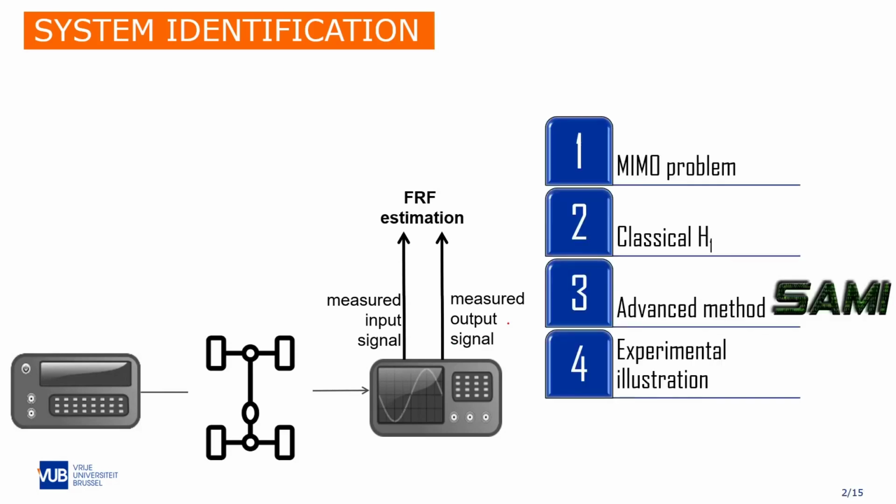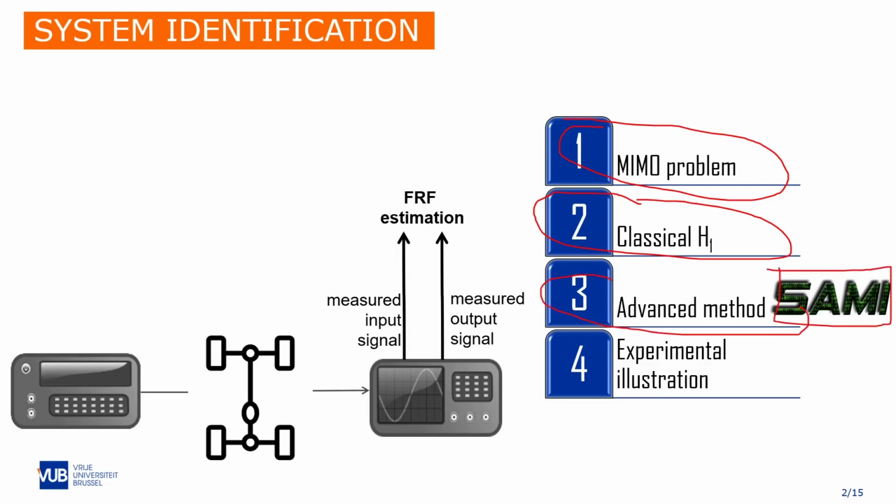This work and the presentation can be split into 4 parts. First, we will discuss the MIMO system identification problem. MIMO stands for multiple input, multiple output. Then we will discuss the classical H1 estimation framework, the drawbacks of it, then our method, and the results will be shown by using the SEMI toolbox. I will shortly explain what this toolbox is. And of course, we will illustrate our results in an experiment.